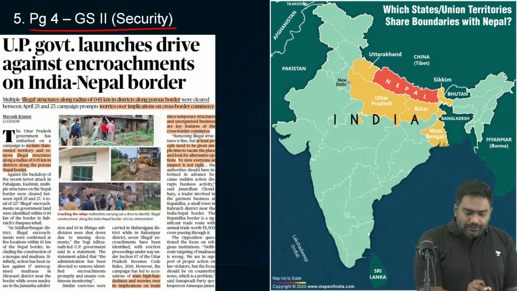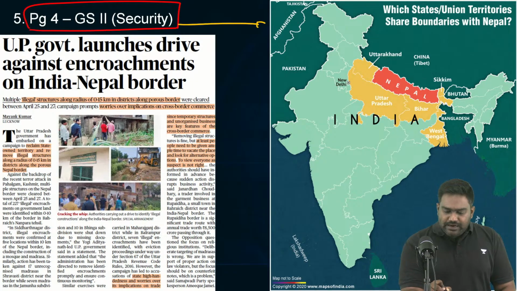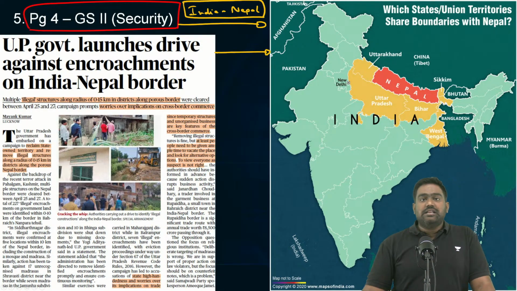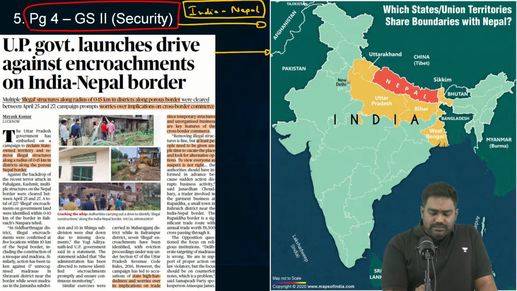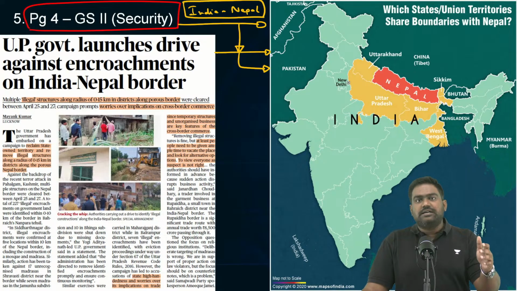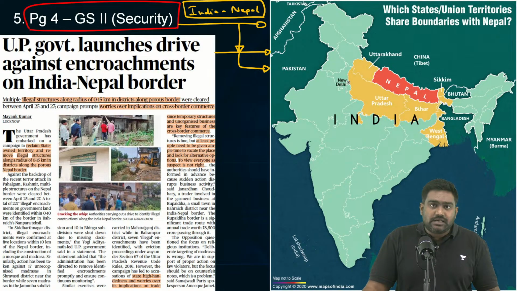Now, coming to the next article, on page 4, there's an article related to the India-Nepal border. The topic is relevant for border security under internal security. The Uttar Pradesh state government has taken up a measure recently to clear the illegal encroachments present along the India-Nepal border. Following the Pahalgam terrorist attack, state governments have gone on high alert, especially the border states, to step up vigilance to ensure that the security threats are contained.